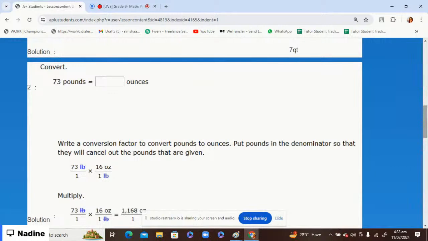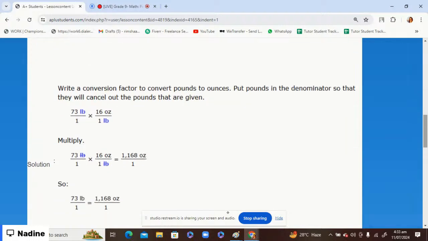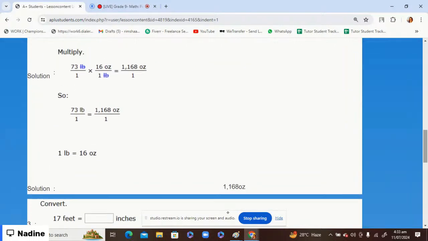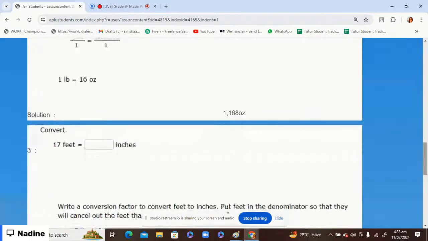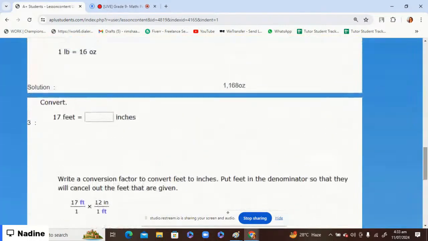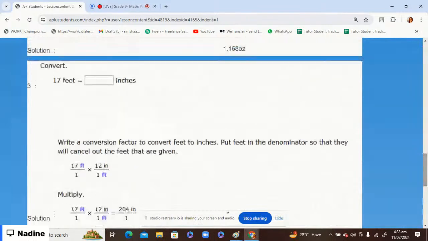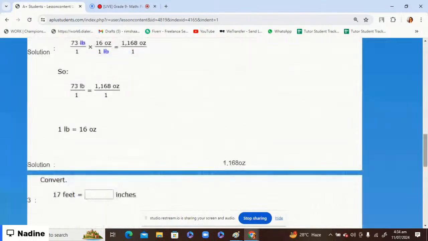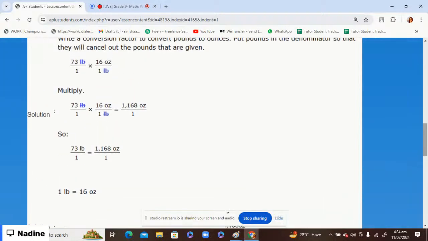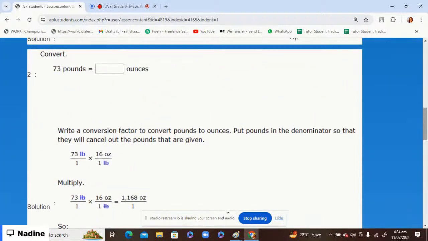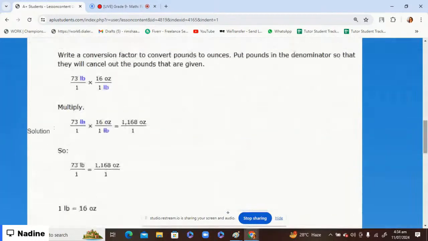73 pounds, how many ounces? So you are going to multiply 73 pounds if the ounces are given. So just simply multiply with 16. Okay, so multiply with 16 and in this way you get your answer. Now it's feet to inches, multiply with 12. Sorry, multiply with 12, like it's feet to inches. But it's inches to feet, divide with 12. And if it's pounds to ounces, then just multiply with 16.